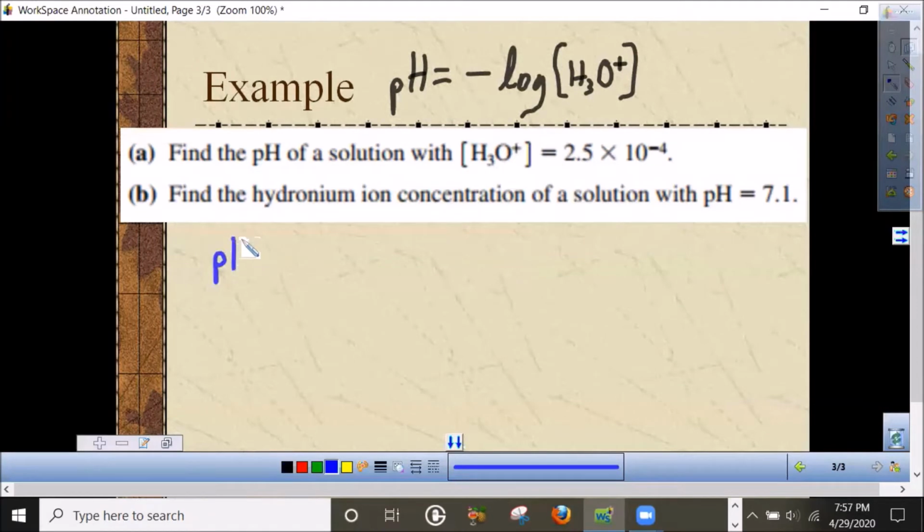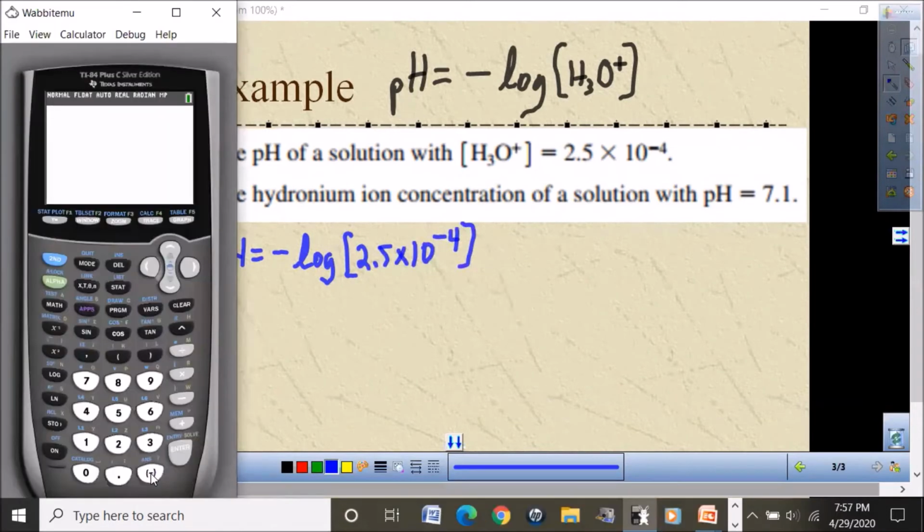We'll do the following calculation. pH is equal to negative log of the number 2.5 times 10 to the negative 4th power. The calculator will come in handy here. Hit the negative button at the bottom. Log of 2.5 times 10 to the power negative 4. We get a pH value of approximately 3.6.